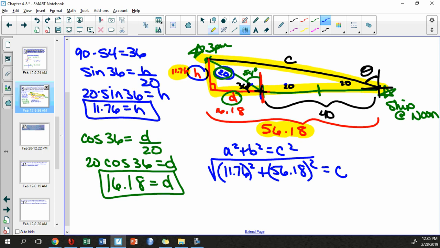If you type that in your calculator, square root of 11.76 squared plus 56.18 squared is going to give you 57.40. So this is 57.40 nautical miles. Is that part of my answer? It absolutely is. Do we understand that? So with that being said, what's the next thing I need to do?